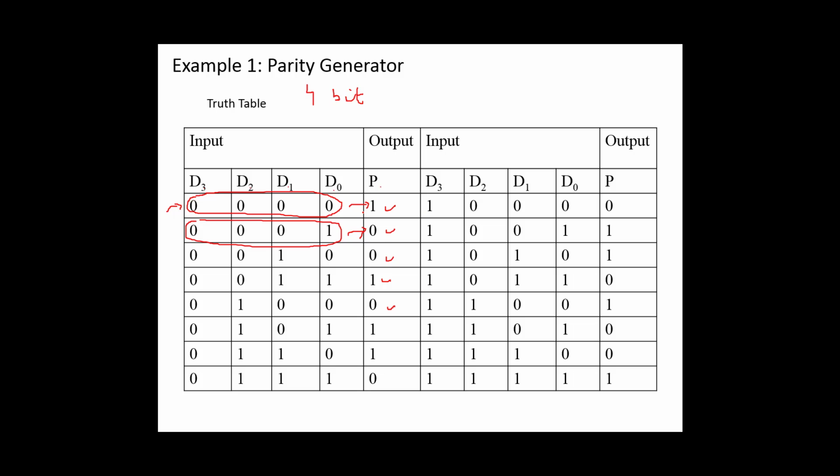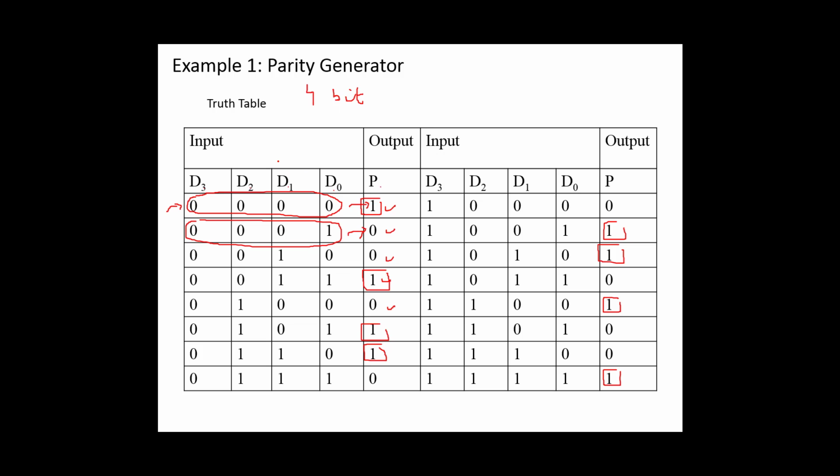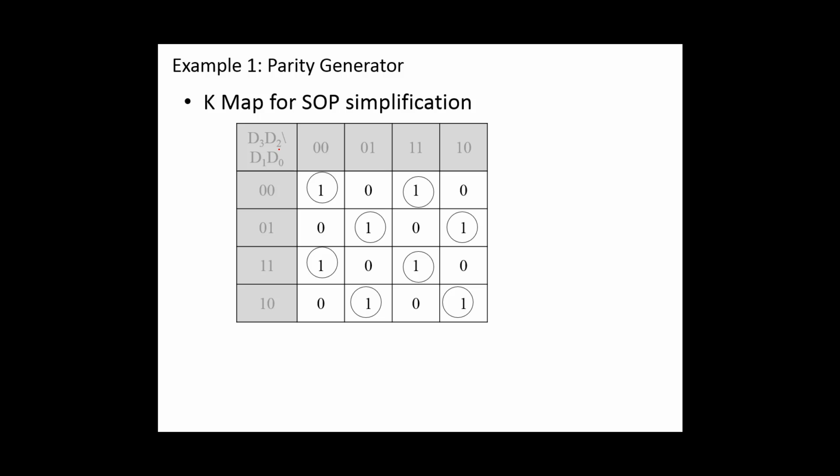In the next step, we will highlight the rows where the value of P is equal to 1. So here we have 8 possible rows where P is equal to 1, and we will construct a K-map which would be a 4 variable K-map because there are 4 input variables. So D0, D1, D2, D3. D0, D1 would map along the rows, and D2, D3 would be mapped along the column. And here in the mapping we will have gray encoding. This is what we have already discussed.